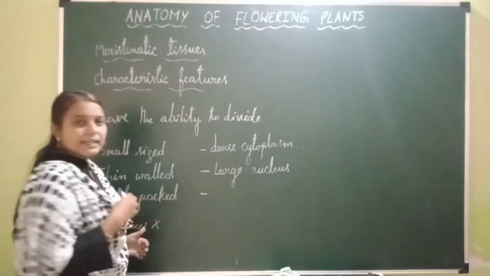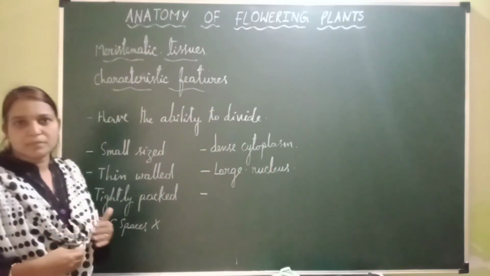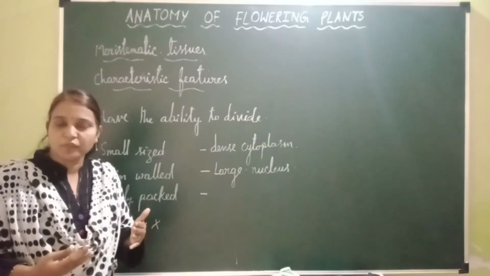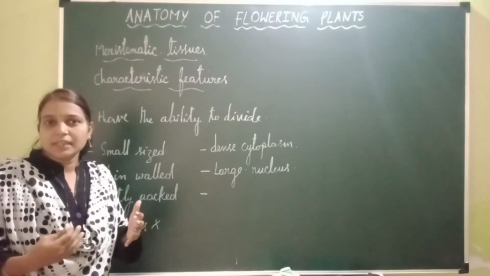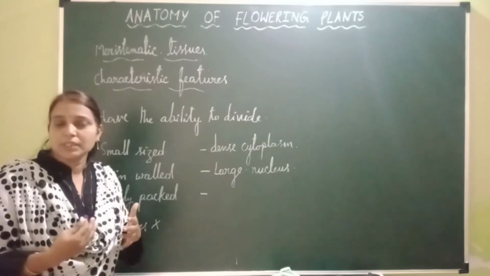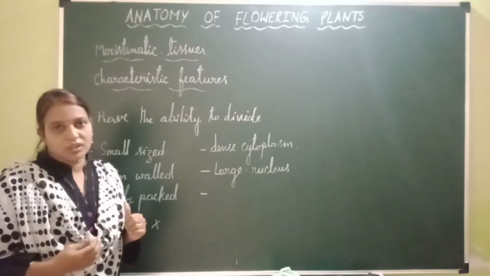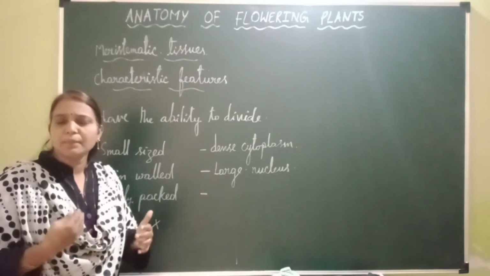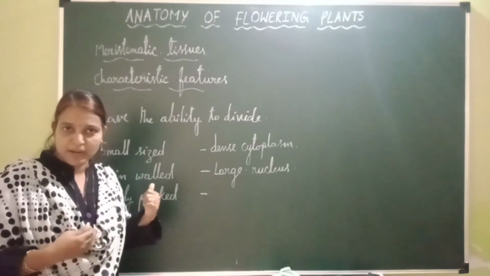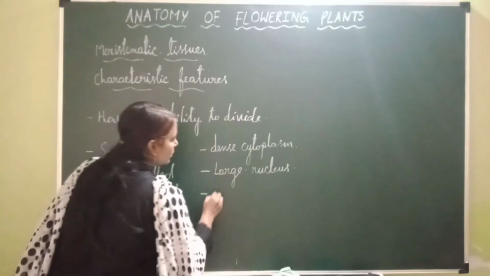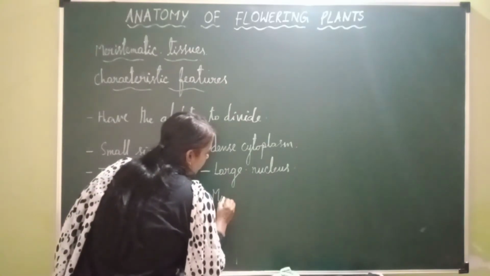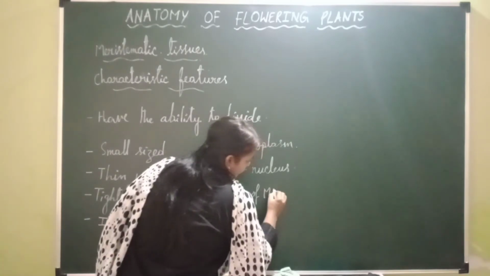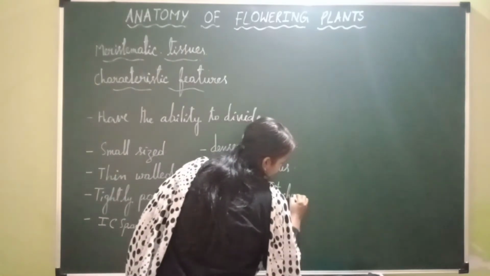These cells continuously undergo cell division. To undergo cell division, they require more amount of energy, in the form of ATP. In which cell organelle is this energy synthesized? Mitochondria. And hence, as these cells require more energy, the number of mitochondria present in these meristematic cells will be more.